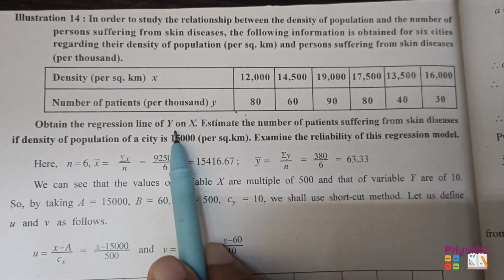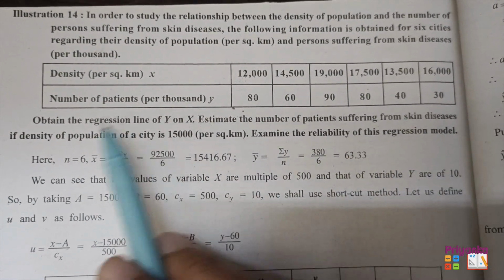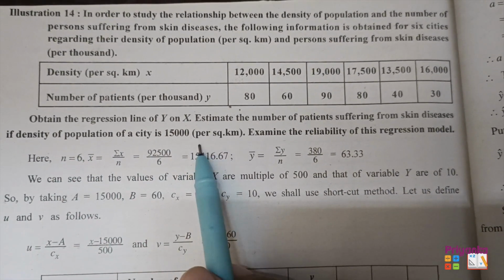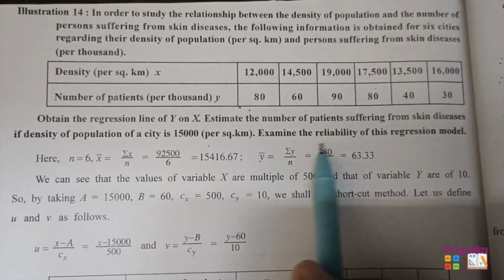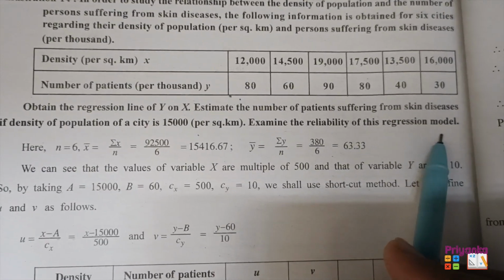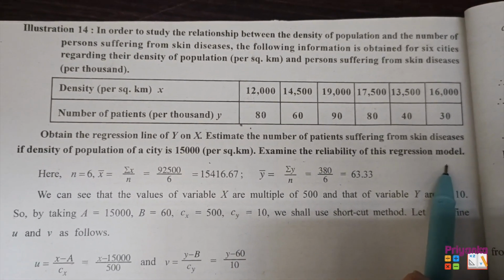Now obtain the regression line y on x and estimate the number of patients suffering from skin disease in density of population in the city of 15,000 per square kilometer. Examine the reliability of the regression model. Now here we are going to also find out the reliability of regression model.